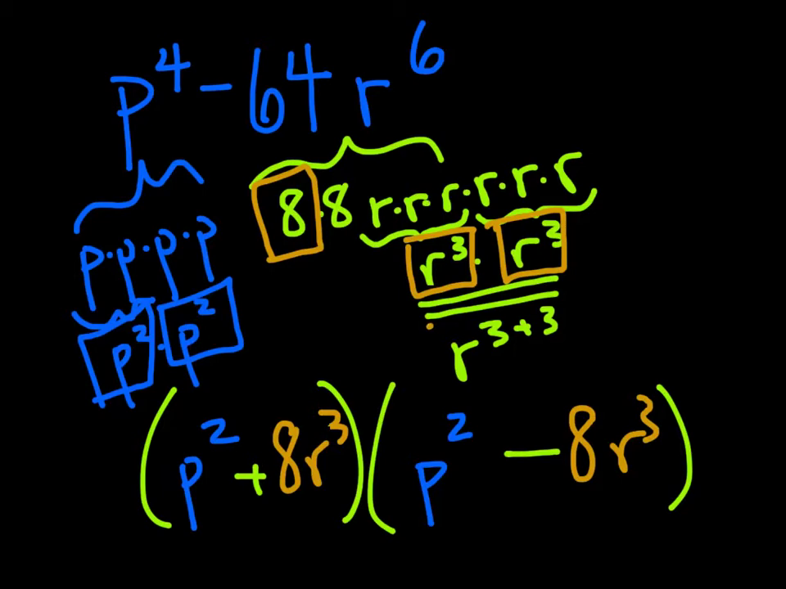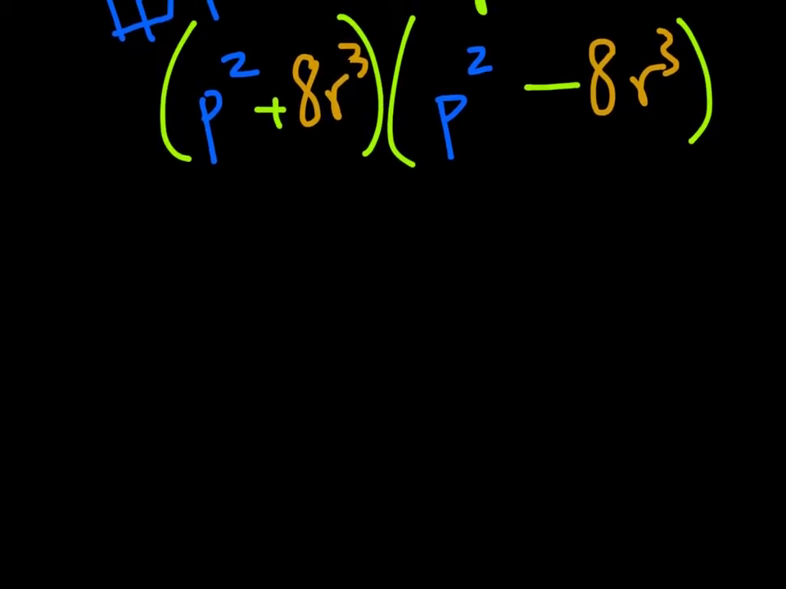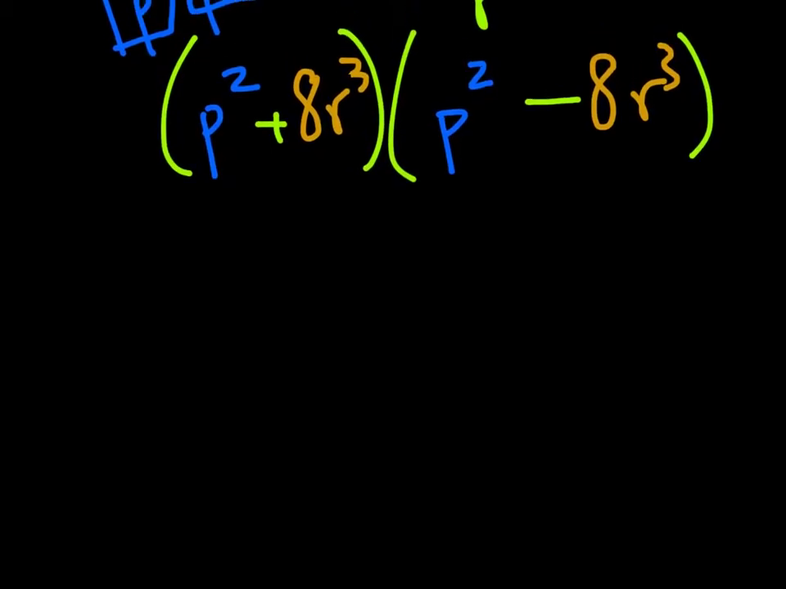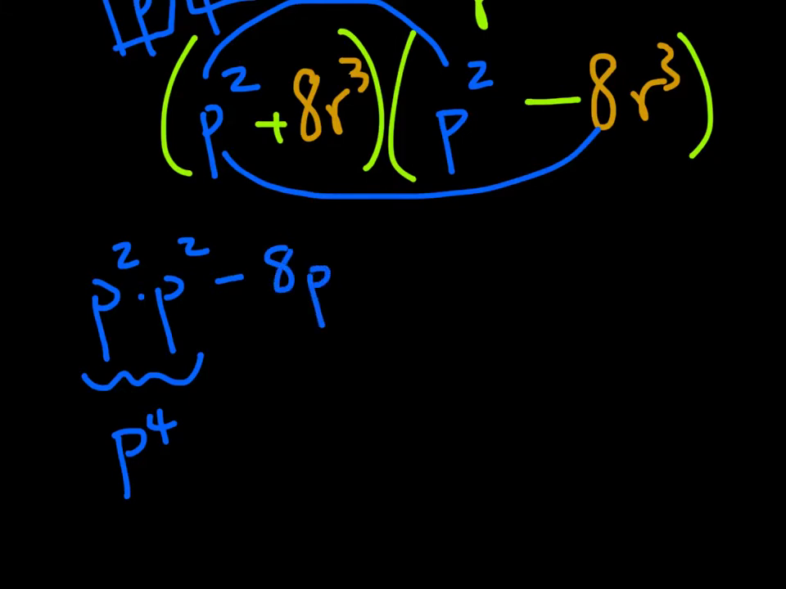But let's check our work. Let's actually do FOIL on this and see if my math was correct. If we do FOIL, we can start out with our first terms, p squared times p squared. We know that'll end up being p to the fourth power. We can then also do our outside terms, p squared times negative 8r to the third. We can write that as negative 8p squared r to the third.